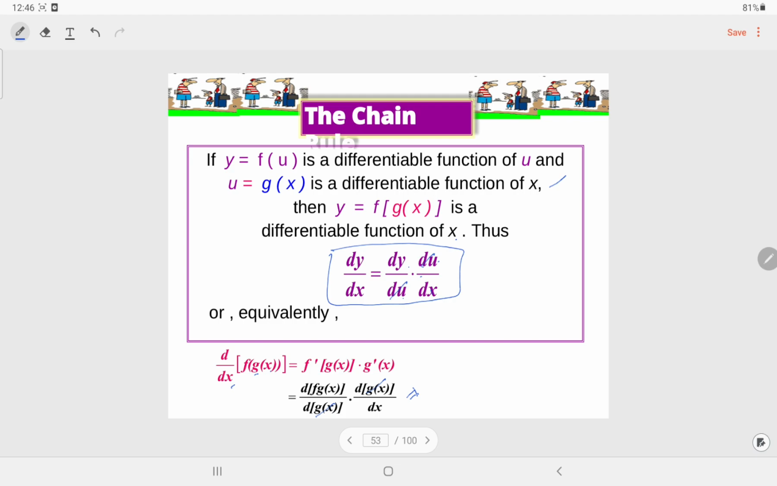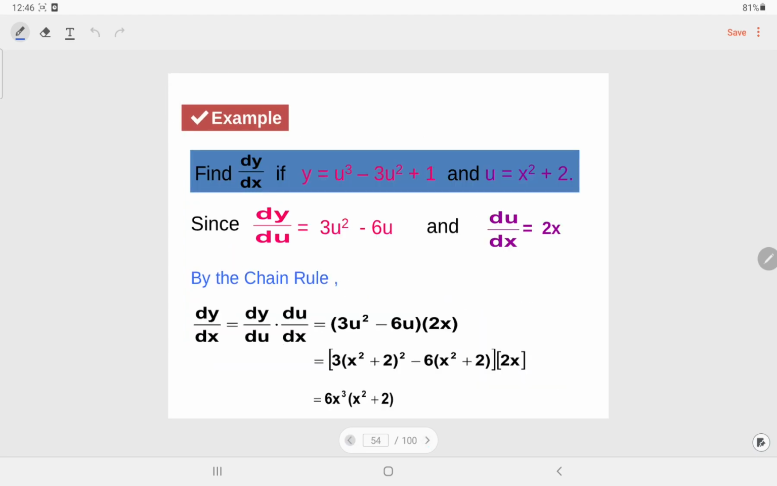Okay, so we can get fgx. Sorry. Okay, for example, find dy over dx if y equal to u cube minus 3u square plus 1 and u equal to x square plus 2. Since dy over du, you need to differentiate y to get dy over du.